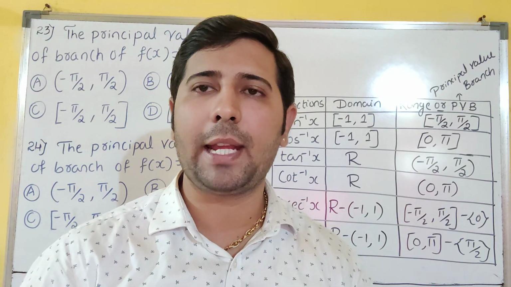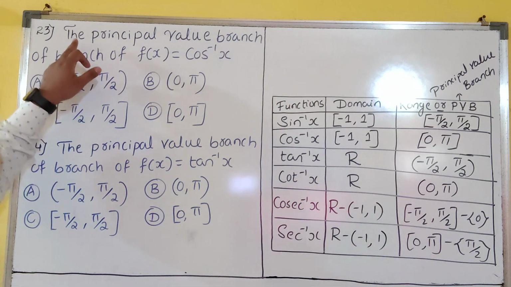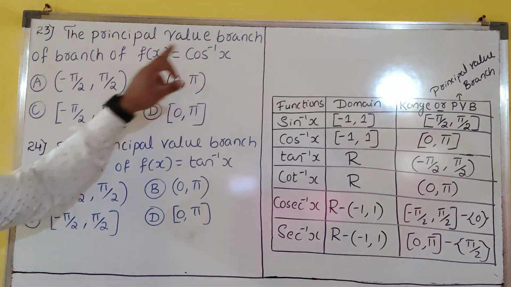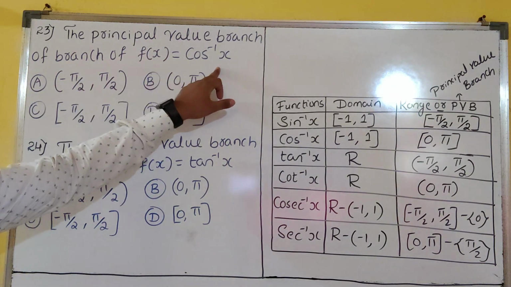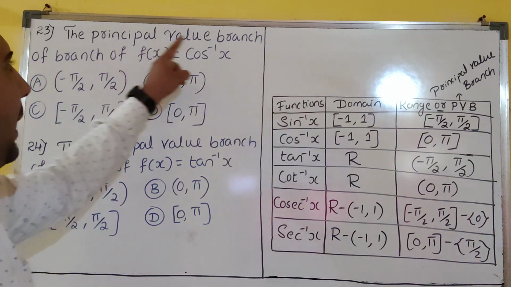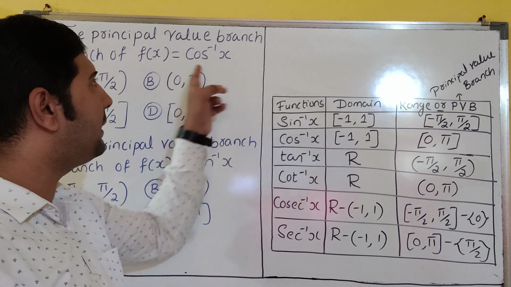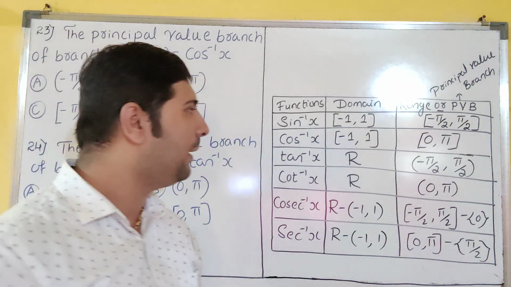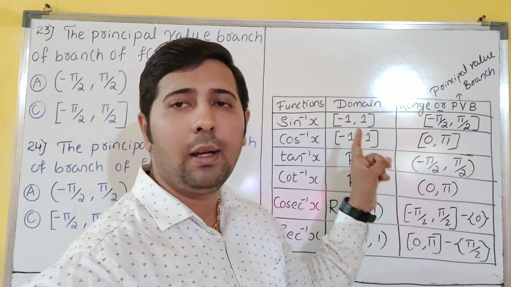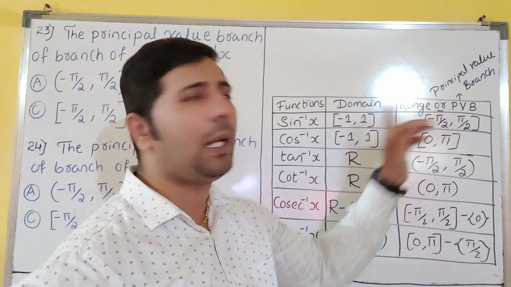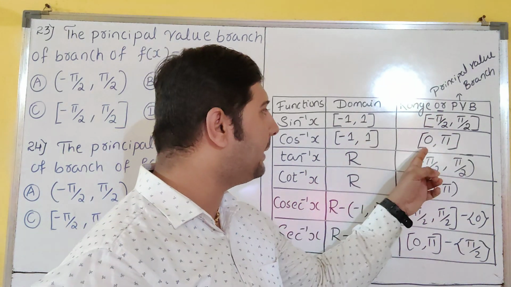Let us continue with the next question, dear students. Question number 23. The principal value branch of f of x is equal to cos inverse x. They have asked the principal value branch. What is the principal value branch of cos inverse x? They had not asked you the domain, they asked the principal value branch. So what is the answer, dear students?